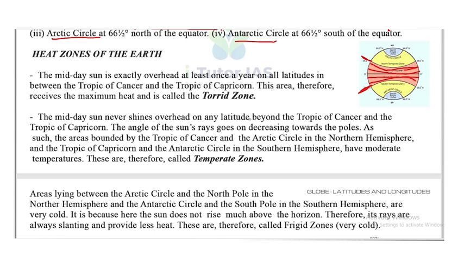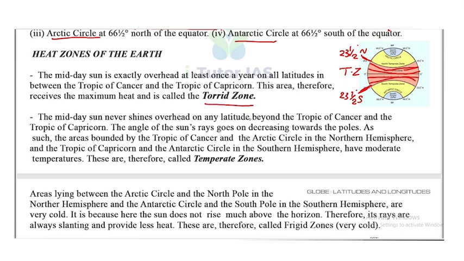So this area therefore receives the maximum heat, and this area is called the torrid zone. The area between 23.5 degrees north and 23.5 degrees south is called the torrid zone.